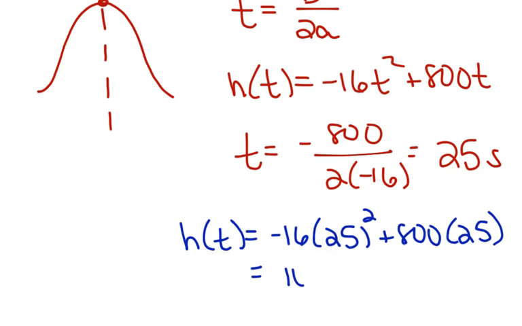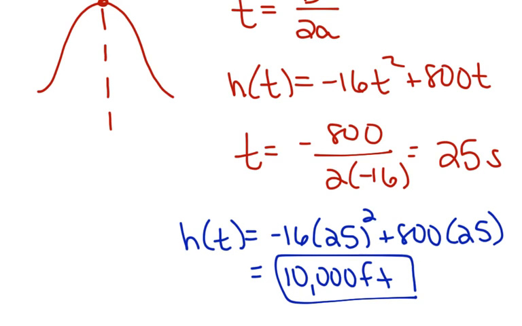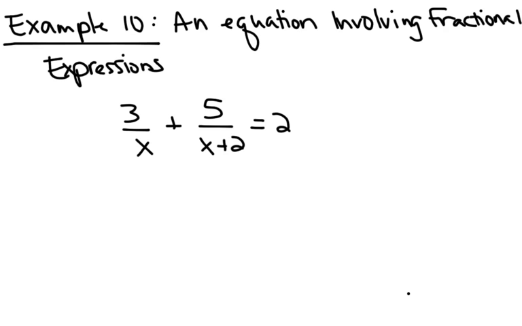And you should get an answer of 10,000 feet. So the maximum height it hits is 10,000 feet, which meant that in the previous problem, 2 miles was too high. There are other types of equations that we'll run across, other than the general linear and quadratic.